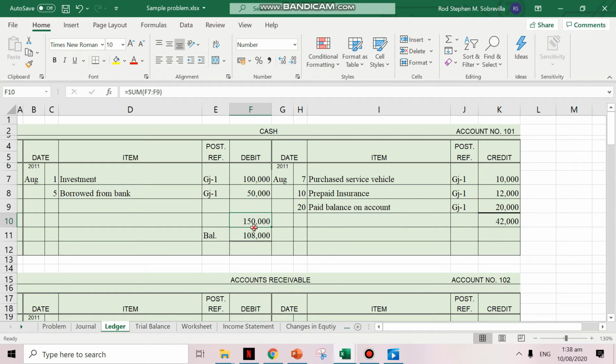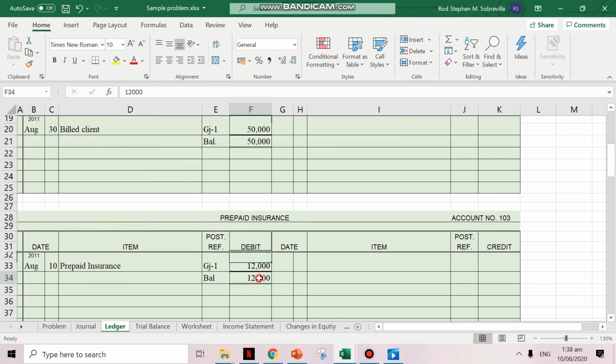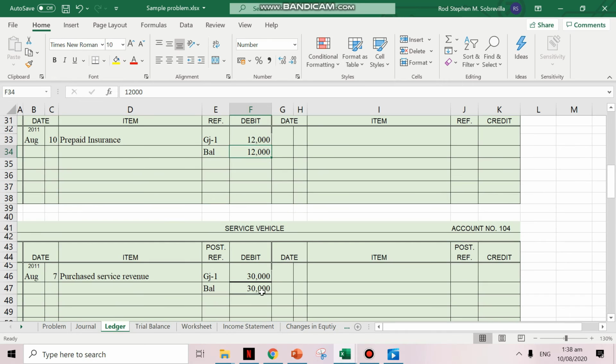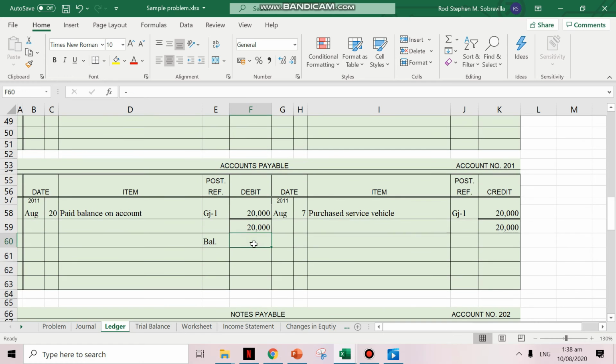So, yan. 150 minus 42 is 108. And then, double rule yan. So, ito, sa laki yung debit. So, dito siya yung balance niya. Ito, debit lang. So, dito yung balance niya. Dito yung balance niya. So, yan. Zero yan. Kasi, nabayaran naman natin yung accounts payable. So, zero lang yung balance niya.